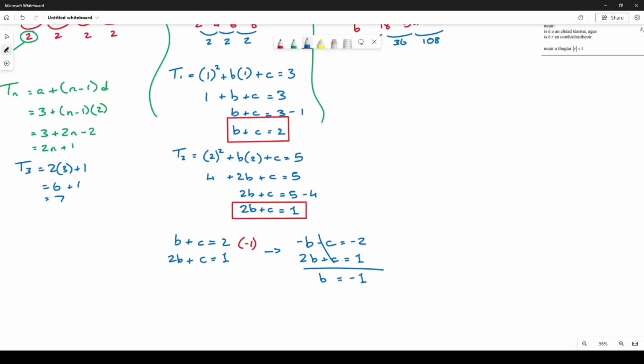Whenever you want to find the second letter, you just sub it into one of the original ones. I'm going to take the first one, b + c = 2, but everywhere I see the b, I'm going to replace it with a -1. Bring the -1 over, it becomes a plus, and you get c is equal to 3. Now, those are our b is -1, c is 3.